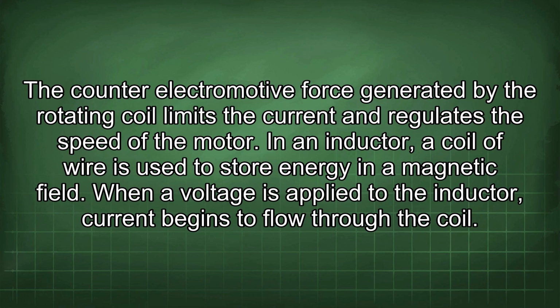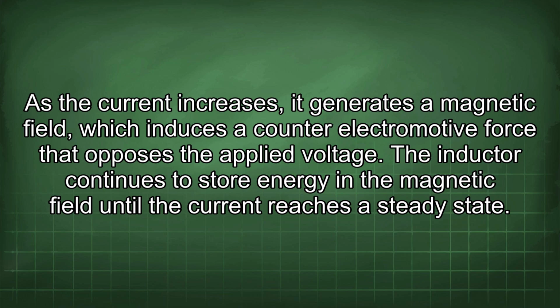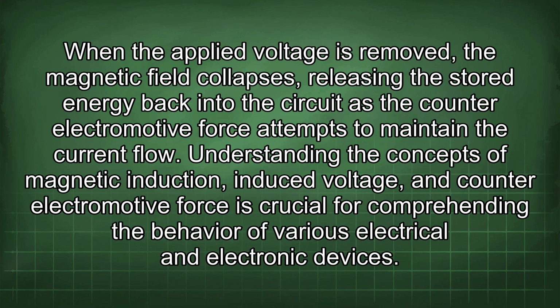In an inductor, a coil of wire is used to store energy in a magnetic field. When a voltage is applied to the inductor, current begins to flow through the coil. As the current increases, it generates a magnetic field, which induces a counter-electromotive force that opposes the applied voltage. The inductor continues to store energy in the magnetic field until the current reaches a steady state. When the applied voltage is removed, the magnetic field collapses, releasing the stored energy back into the circuit as the counter-electromotive force attempts to maintain the current flow.